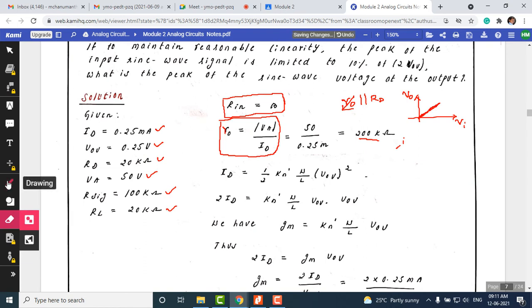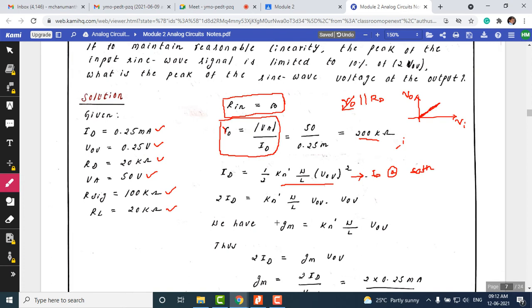So this is the drain current equation in saturation. ID at saturation. This equation can be rearranged. Let us cross multiply, with 2 times ID on the left hand side, as you can see. On the right hand side you can retain Kn dash into W by L, and this square can be written as 2 times VOV. So VOV is repeated here because of the square.